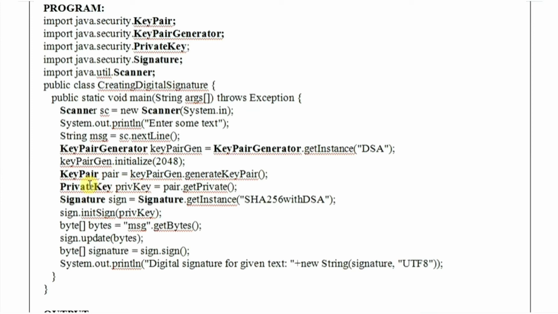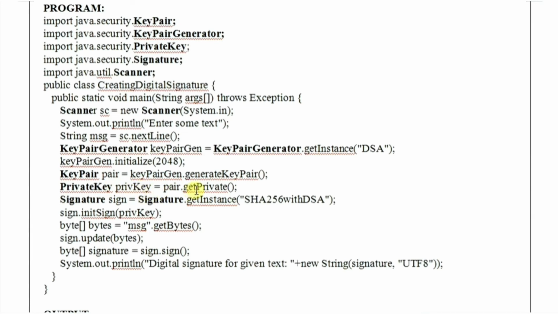For digital signatures, the owner of the key pair uses their private key to encrypt the signature. You can get the private key from the generated key pair object using getPrivate method. So this line of code will get the private key using getPrivate method. The private key is kept secret by the creator of the key.